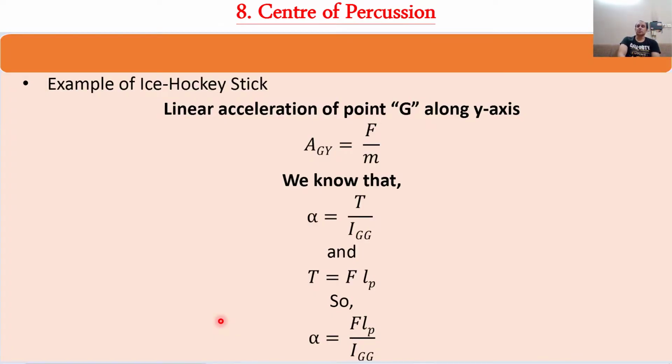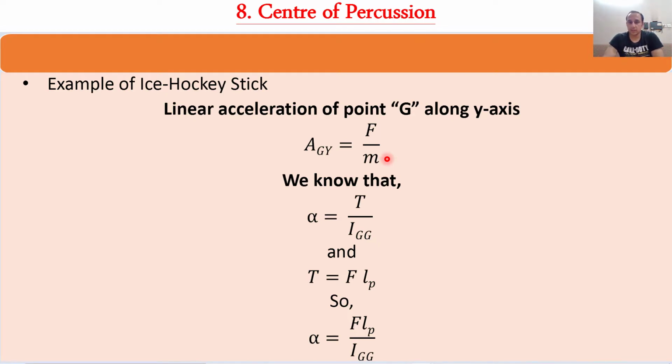Okay, so the linear acceleration of point G along the y-axis is equal to what? This is the second law of motion. It means AGY, the linear acceleration of point G along the y-axis, will be equal to F over M. F is the force with which we hit the hockey stick, and M is the mass of the hockey stick.